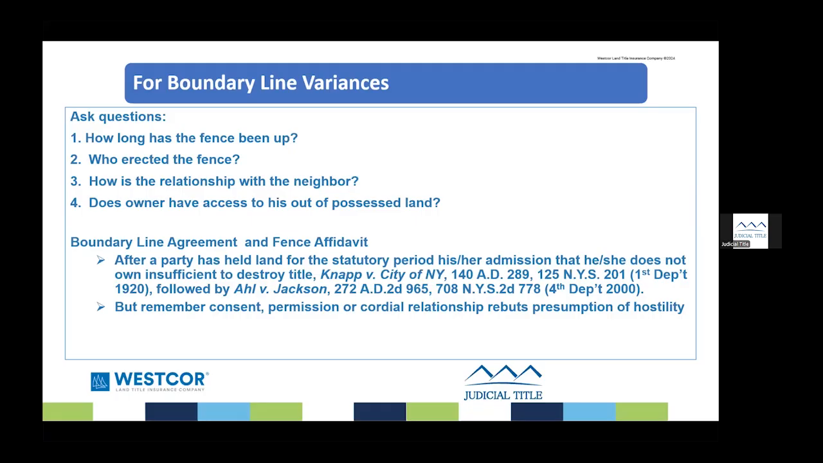And remember, consent, permission, or cordial relationship rebuts the presumption of hostility. So, those are some ways that the title companies will agree to underwrite some things and maybe overcome some of those boundary disputes. But again, those criteria: if you have good neighbors and they're in cooperation with each other, and there's clear access, and understanding the criteria of adverse possession is going to be helpful. Bring all that information to the title underwriter so that they can understand better and help maybe alleviate some of that.